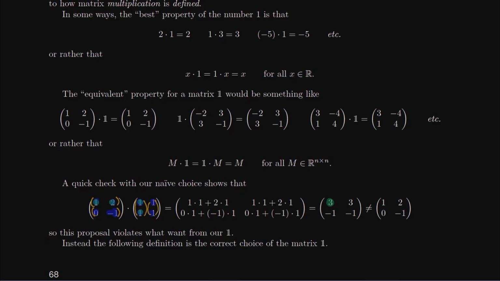Then, of course, as I continue, I'll have a 1 times a 1 and a 2 times a 1. I'll end up with a 3 in the top right. You'll get a 0 times a 1 and a negative 1 times a 1. You'll get a negative 1 in the bottom left, and then a 0 times a 1 and a negative 1 times a 1. You'll get a negative 1 in the bottom right. And of course, this matrix we just constructed, 3, 3, negative 1, negative 1, is very much not equal to the matrix we started with. And so this matrix of all 1s just won't be the right choice here. So what should the right choice actually be?